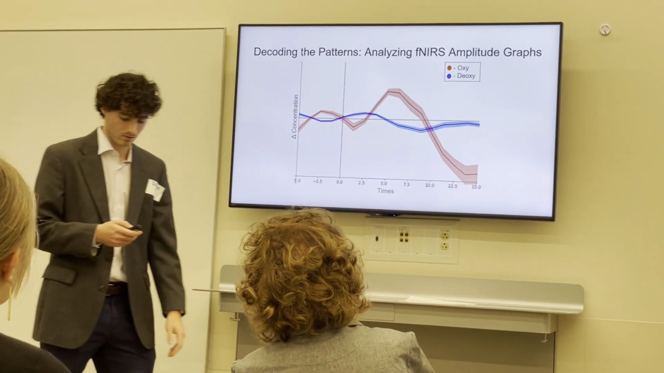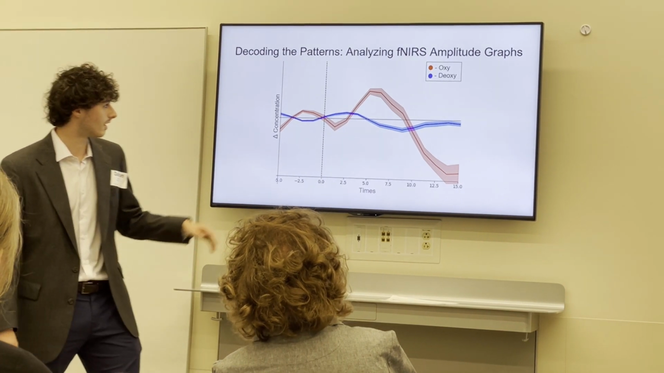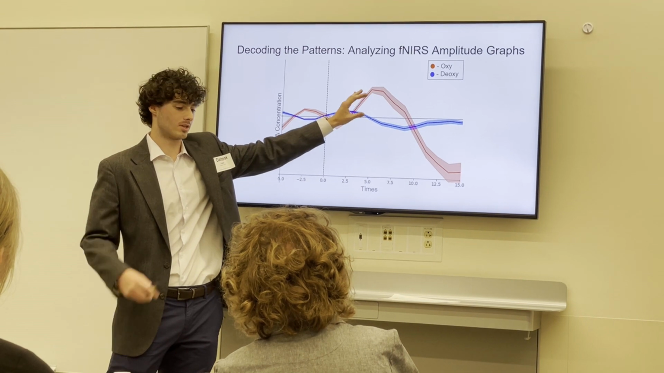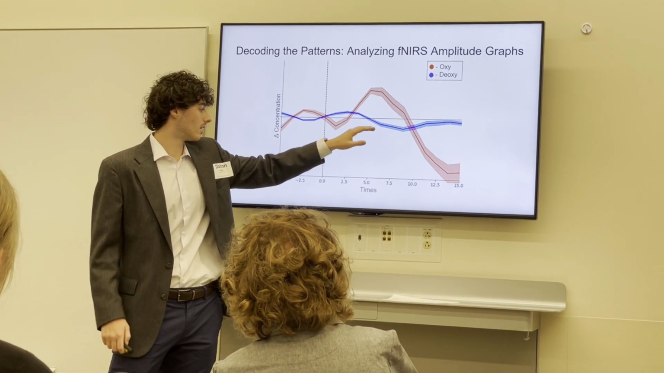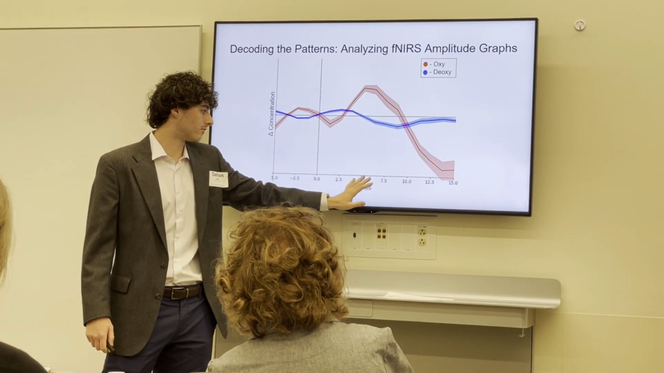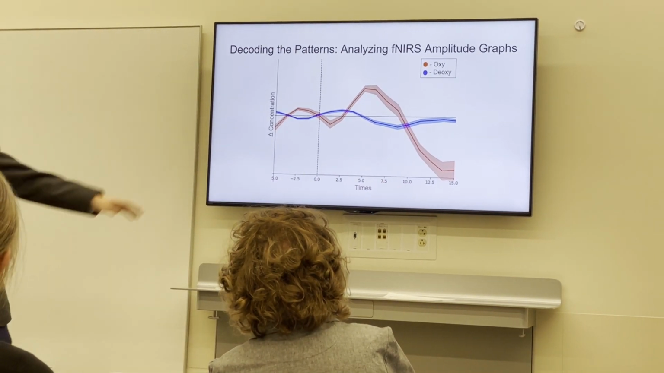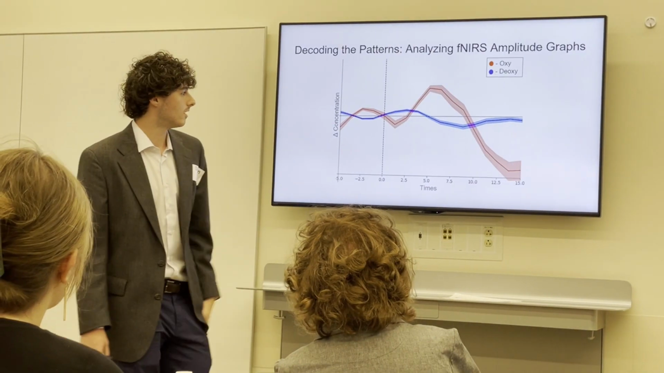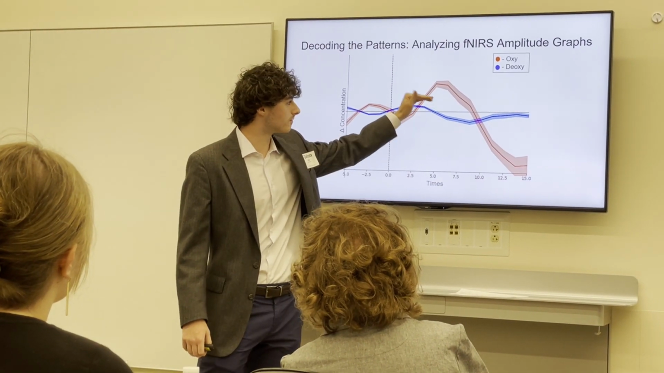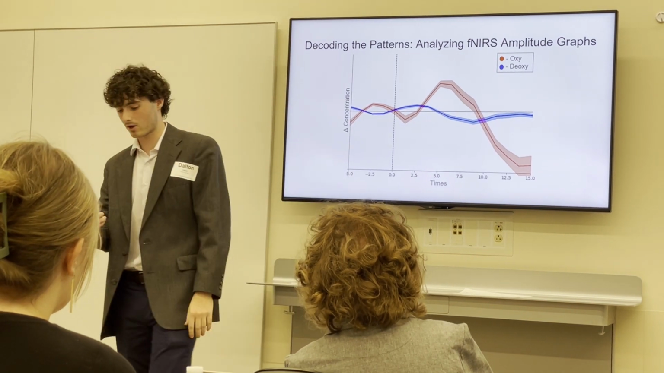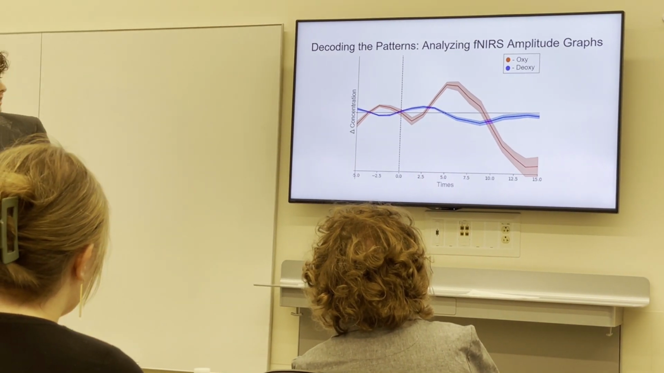Your oxyhemoglobin channels, which are the red blood cells that are carrying oxygen, are going to spike around 5 to 8 seconds after the onset of the stimulus. And then about 1 or 2 seconds after that, you're going to see a corresponding inverse in the concentration of your deoxyhemoglobin, or your carbon dioxide carrying red blood cells.